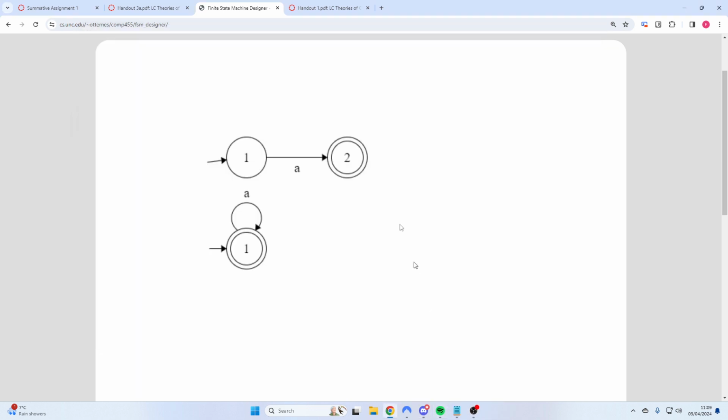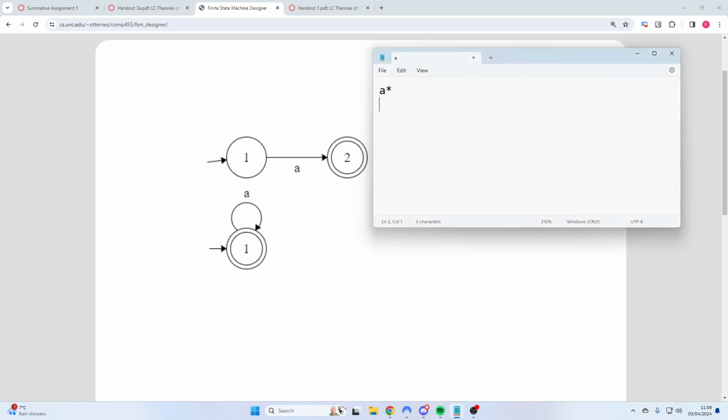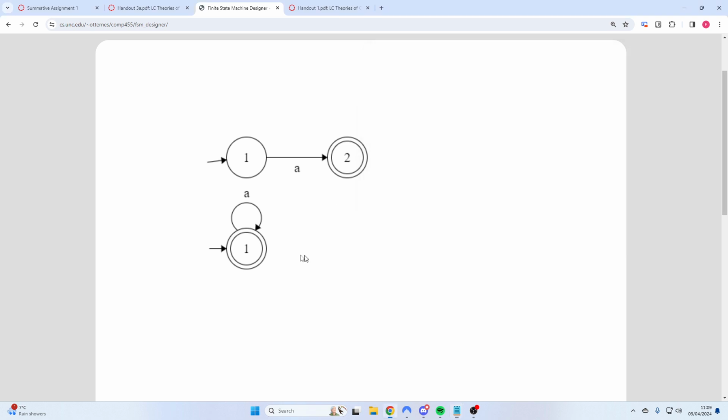Yep. And then following on from that, similar to A star, is A plus, which is a combination of both, which is just at least one A. So it's just this top one again. We need at least that first A to exist, and then any amounts of A's isn't going to change it again. We just need at least that first one.